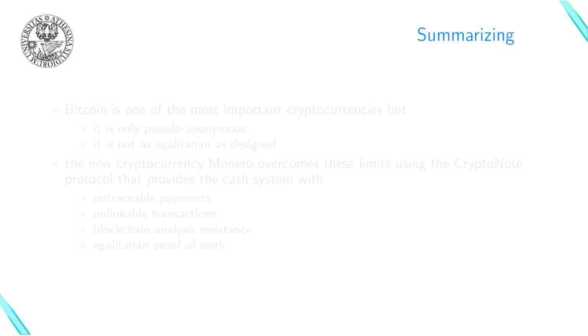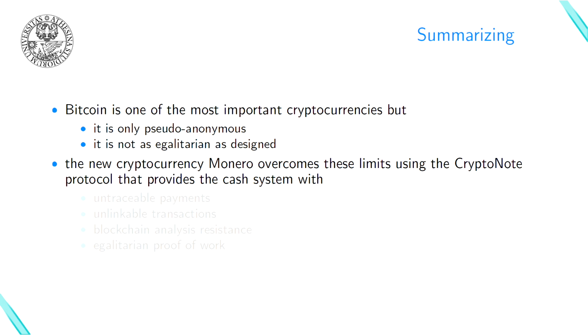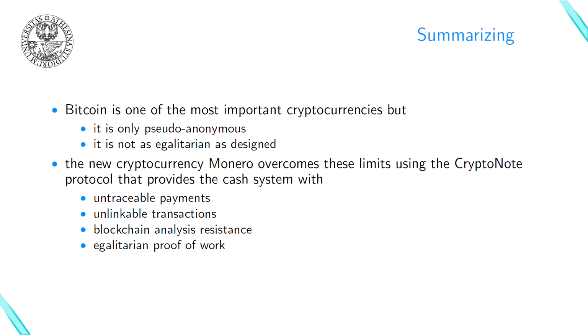We can summarize what we learned so far. Bitcoin is one of the most important cryptocurrencies, but it is only pseudonymous and is not as egalitarian as claimed. The new cryptocurrency Monero overcomes these limits using the CryptoNote protocol that provides the cash system with untraceable payments, unlinkable transactions, blockchain analysis resistance, and egalitarian proof of work.